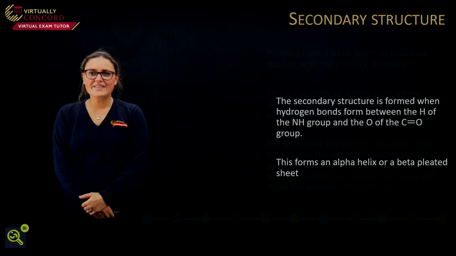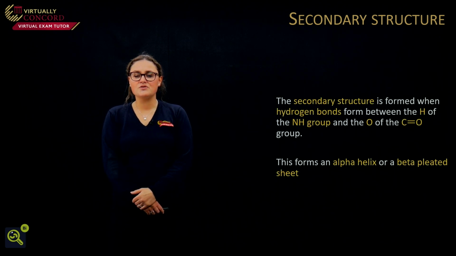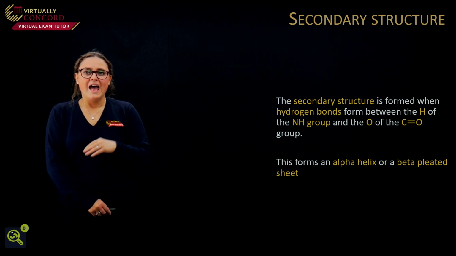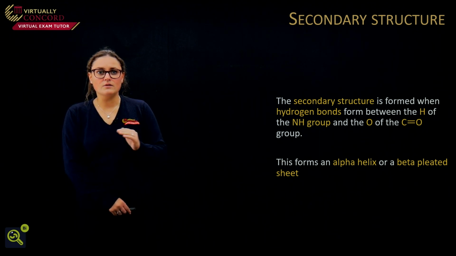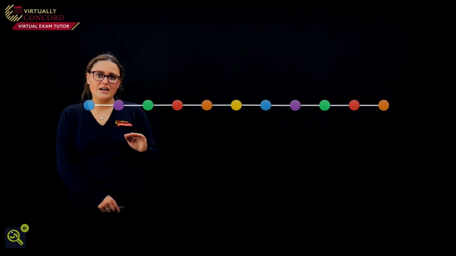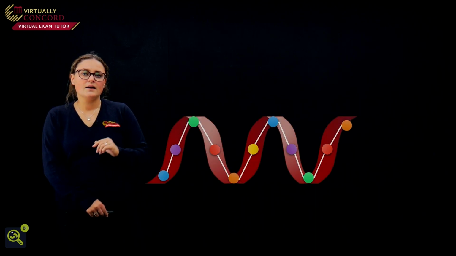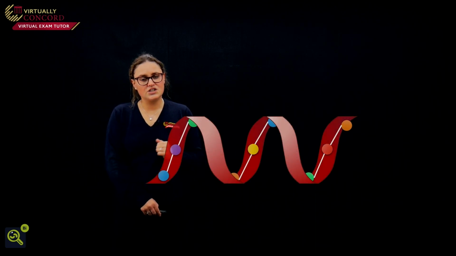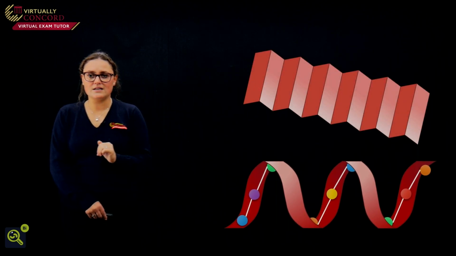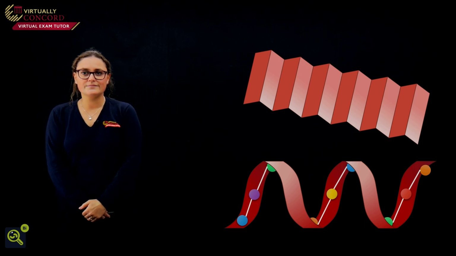The next layer of protein structure is called the secondary structure, and this is formed by hydrogen bonds. They form between the H of the amine group and the O of the carboxyl group, and this coils up to form alpha helices or a beta pleated sheet. So if we take our primary structure in a chain, this then can coil up into what would be represented as an alpha helix, which is a spiraled shape. It could also form this more corrugated effect for our beta pleated sheet. These are all formed by hydrogen bonds, and they make up the secondary structure.